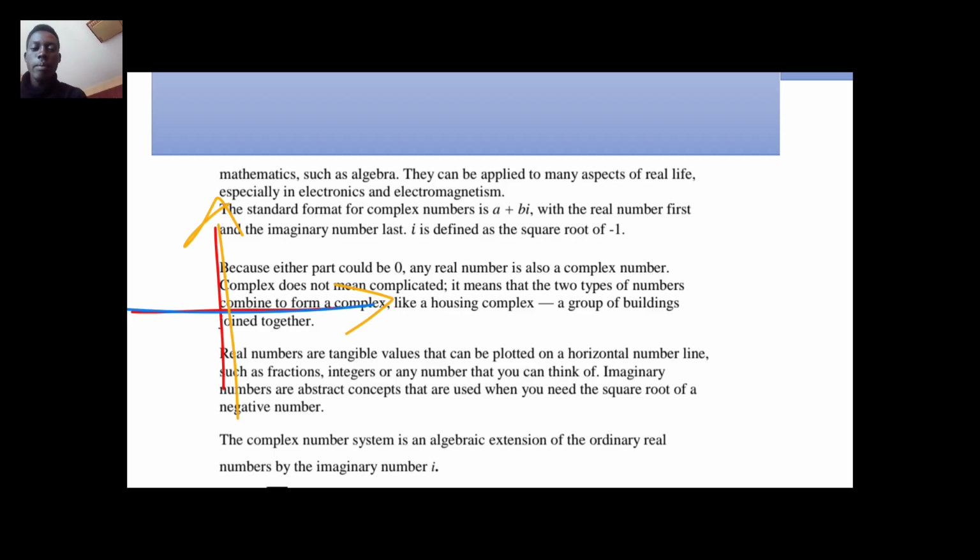The real numbers are plotted on the horizontal line. You have to know that. So the horizontal line is where real numbers are plotted when you come to the coordinate plane. Imaginary numbers are plotted on the vertical line.